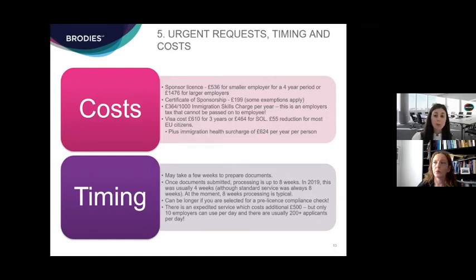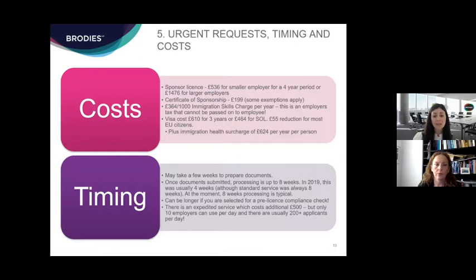I guess in 2019, if you'd asked me how much time it is realistically taking to process a licence application, we probably would have said around 4 to 5 weeks. But currently in 2022, and as a result, I think, of COVID and Brexit, the Home Office are very busy with these applications, and it is realistically taking probably the best part of 8 weeks for your licence application to be processed. That timing is not guaranteed, and it can be longer if UKVI regard your application as complex, or if they select you for a pre-licence compliance check. So do always bear in mind that you're probably looking at 8 weeks, but that's not guaranteed.